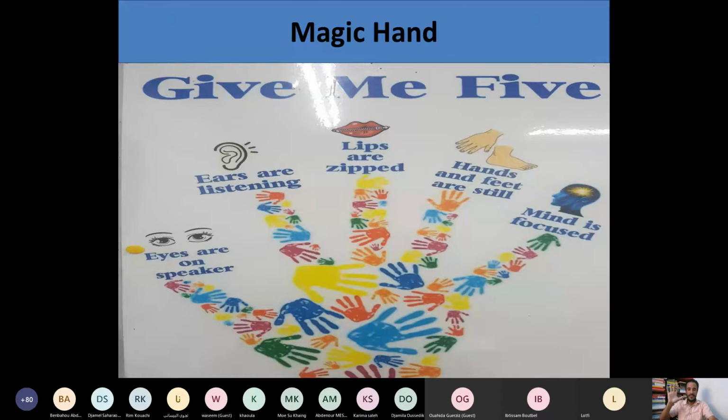Okay, so when I say to my learners, give me five, I maintain eye contact, I stop and I just look at them. I show them that give me five is very important. Okay, and they stop. Then I start the instruction and it helps a lot. Why?